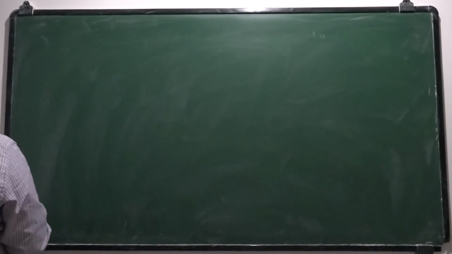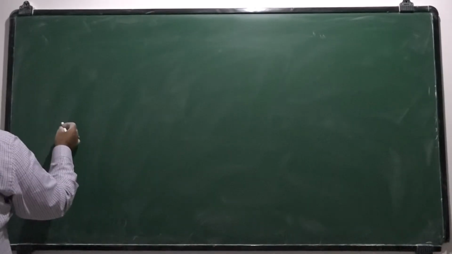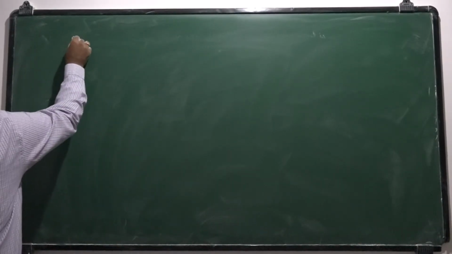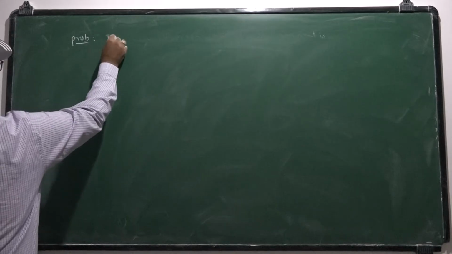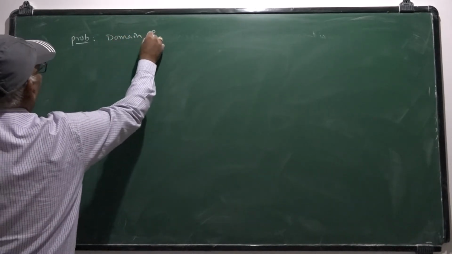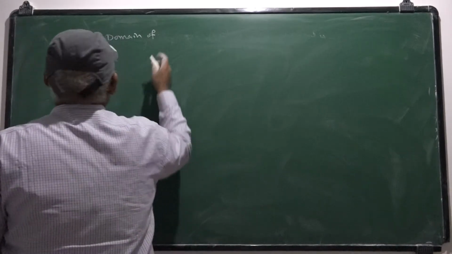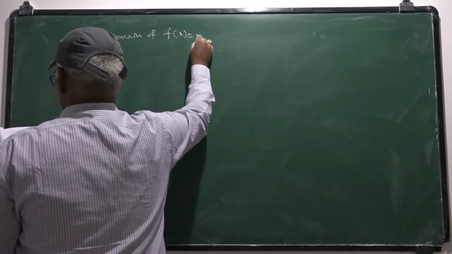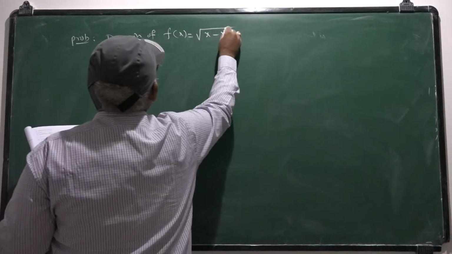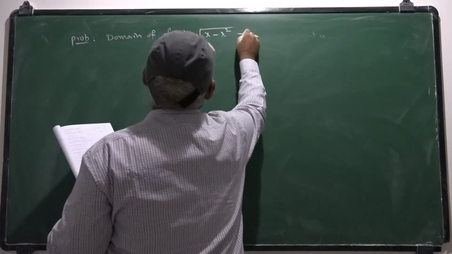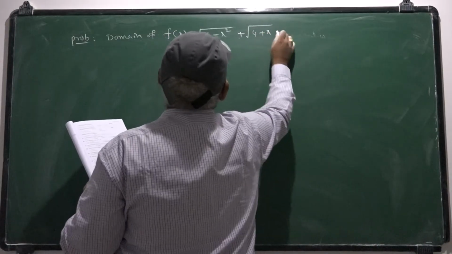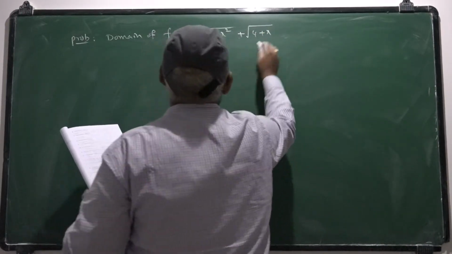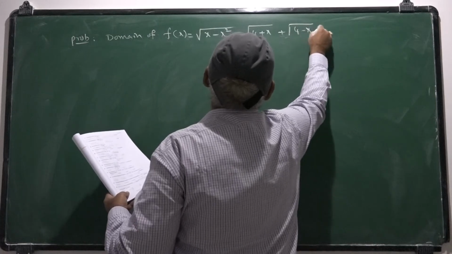Next one. Domain of f(x) equal to square root of x minus x square plus square root of 4 plus x plus square root of 4 minus x.